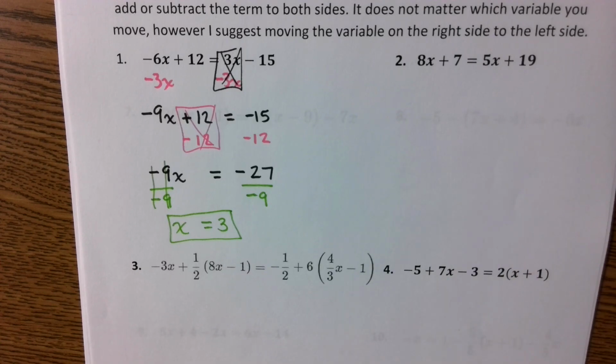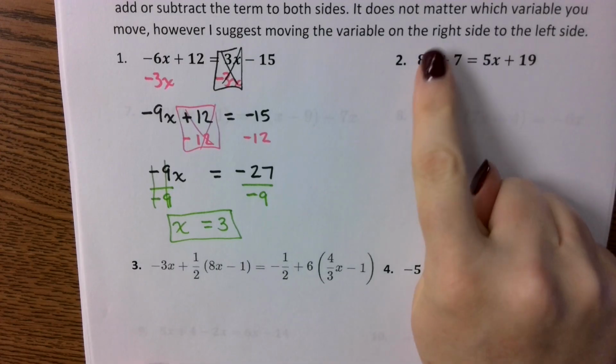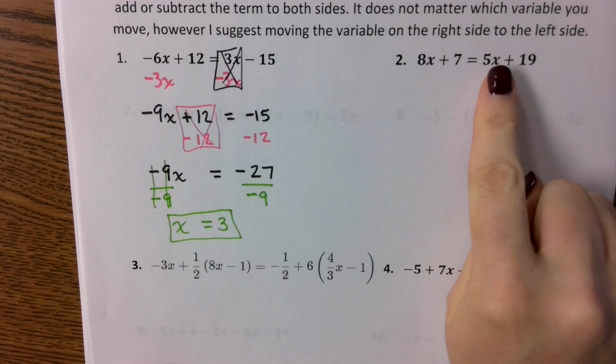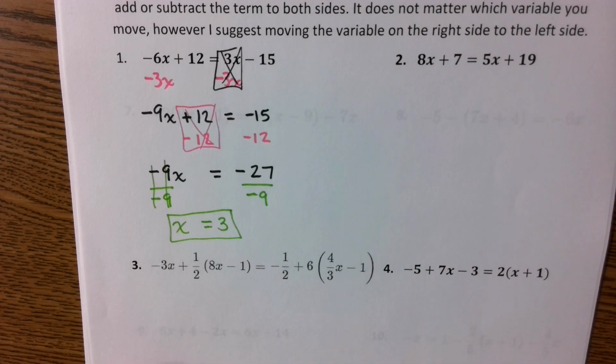So if we're taking a look at problem number 2, we have 8x plus 7 is equal to 5x plus 19. I have no distributive property. Both sides are as simplified as they're going to get. So now we're going to focus on moving the 5x to the other side. How are we going to move the 5x to the other side?